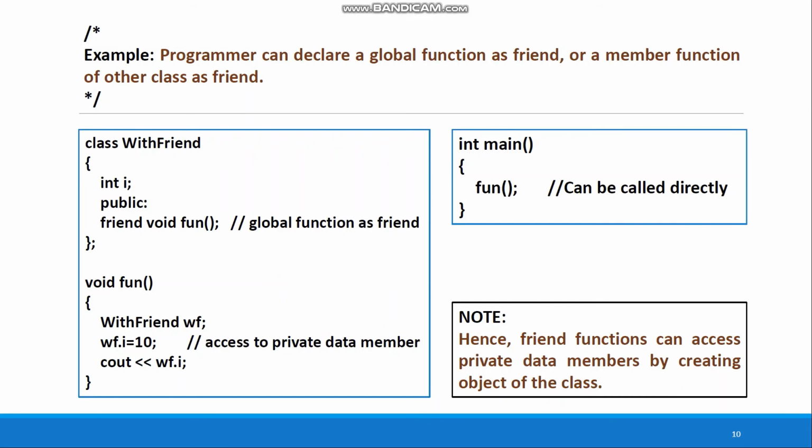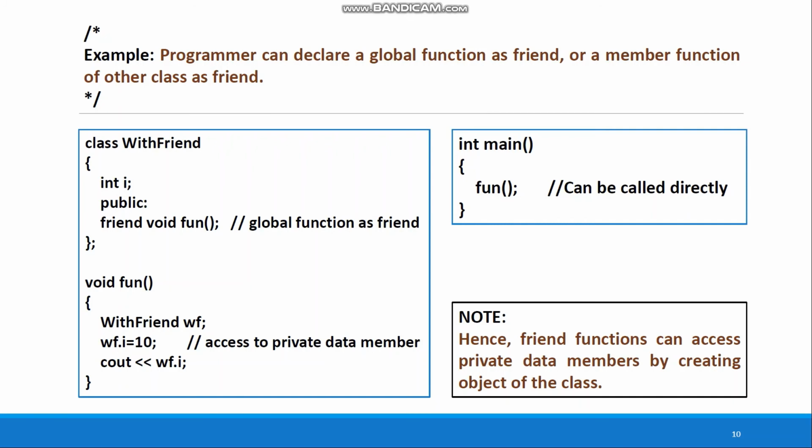Okay, we just declare an object of this class. We declare an object of the class with friend, wf, and we can access the private data members of this class with the help of the object, because this function is a friend. Because of this friend function, we can access the private members like the variable. Otherwise, it is not possible. So cout wf.i means whatever you have put here, it will display the result as well.